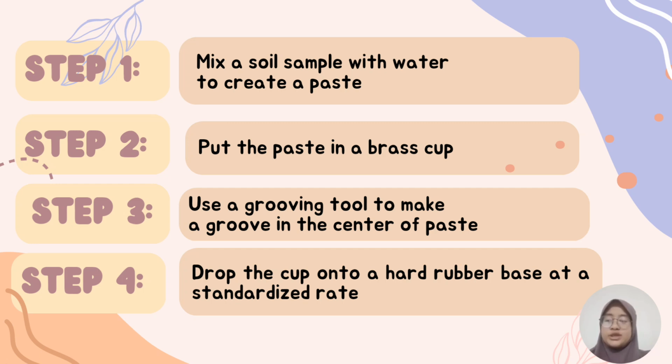Step 1, we need to mix a soil sample with water to create a paste. Step 2, we need to put the paste in a brass cup. Step 3, we need to use a grooving tool to make a groove in the center of the paste. Step 4, we need to drop the cup onto a hard rubber base at a standardized rate.